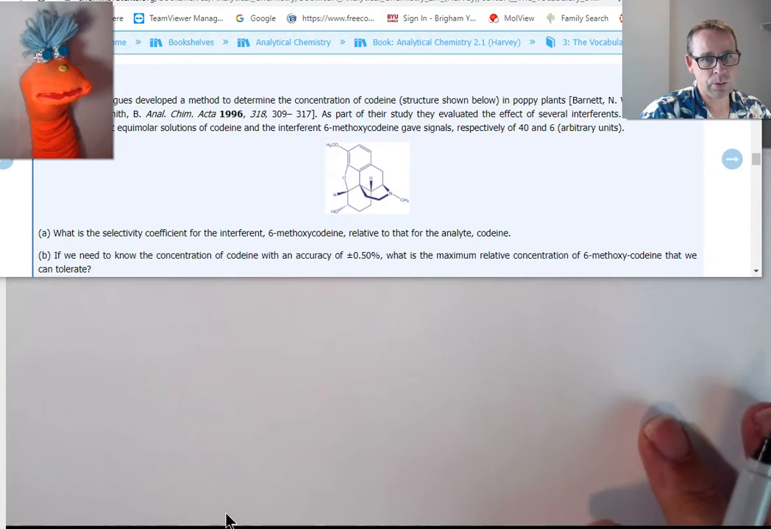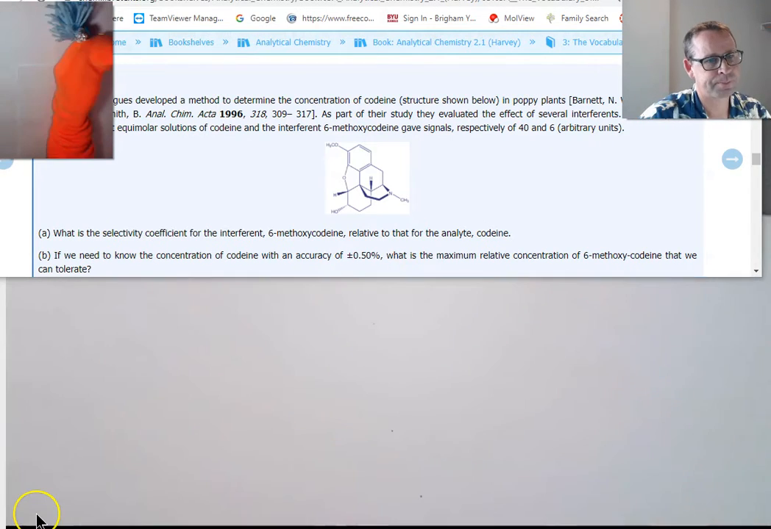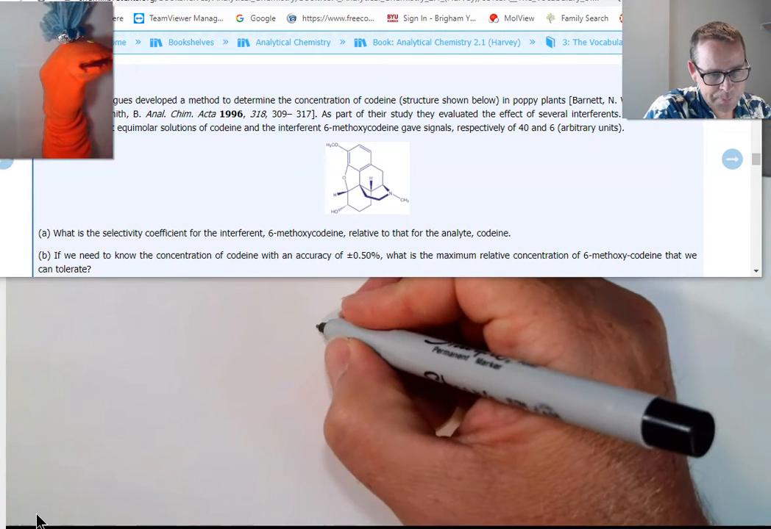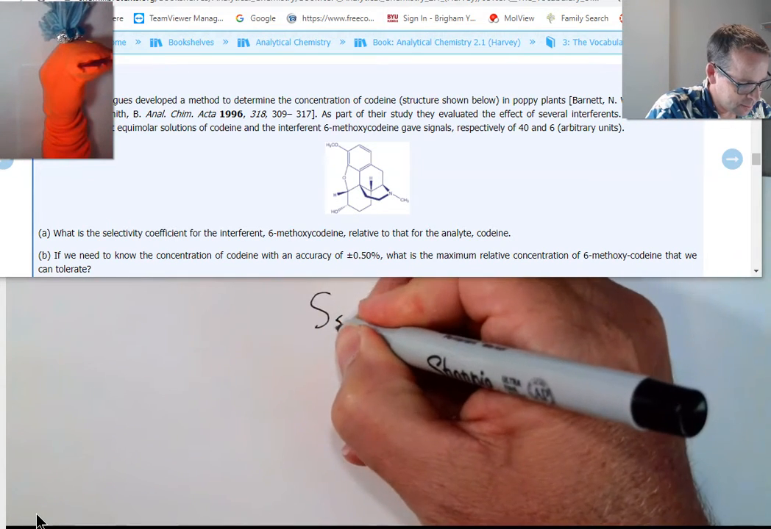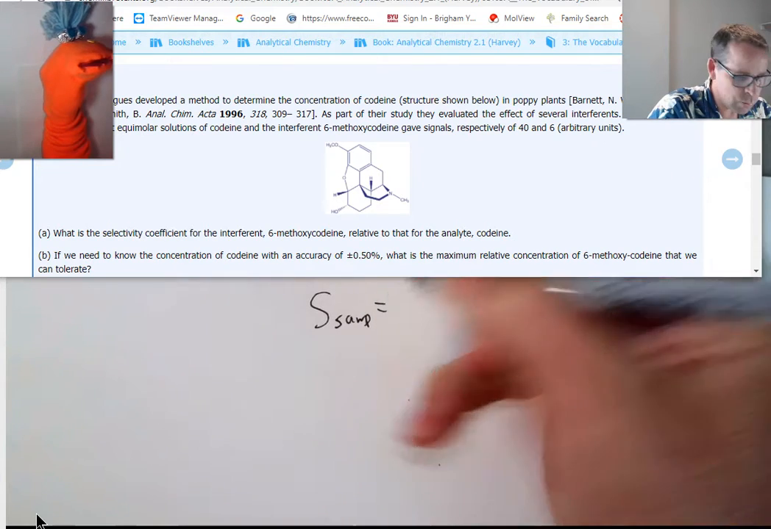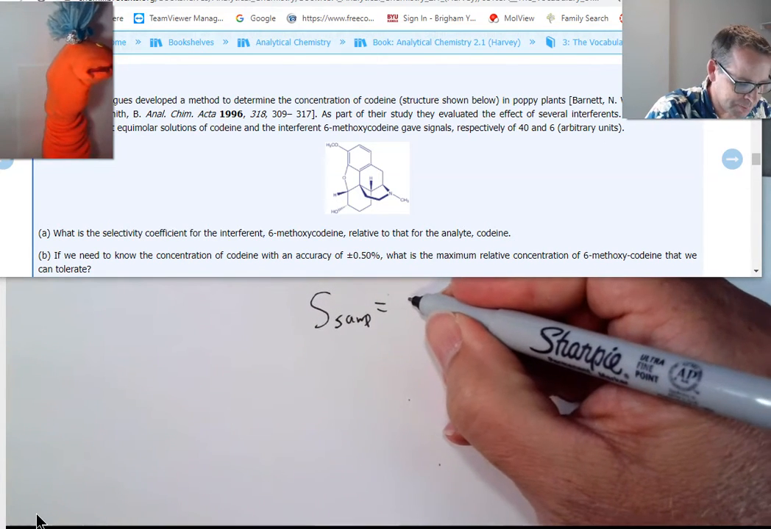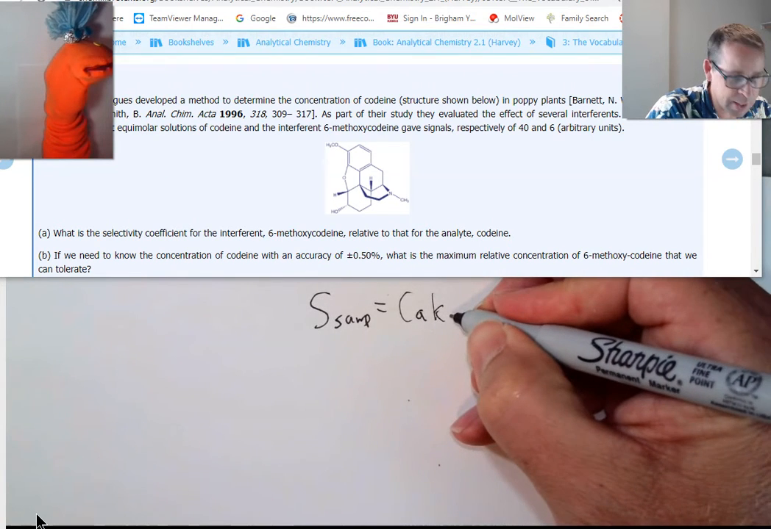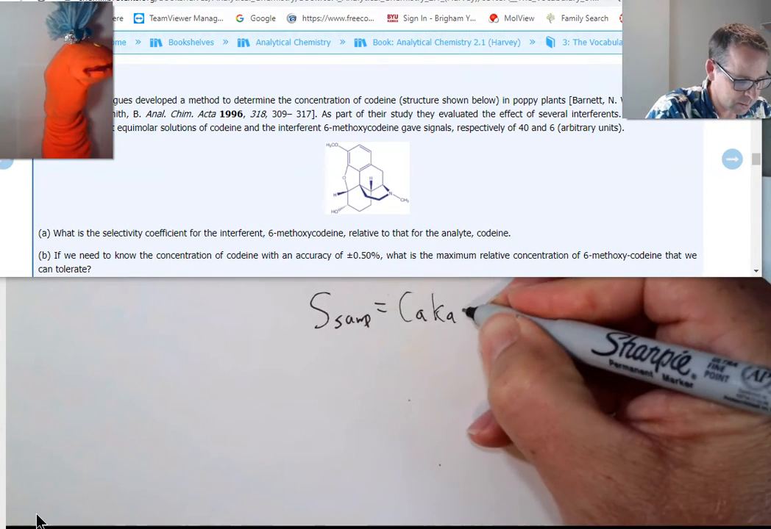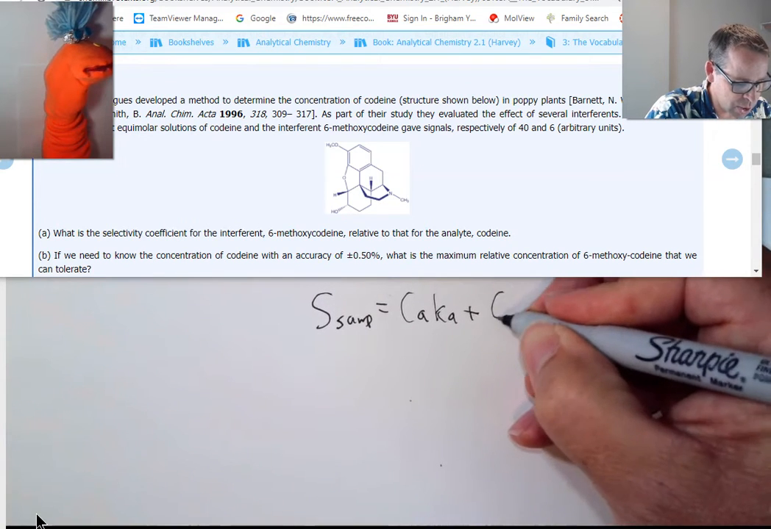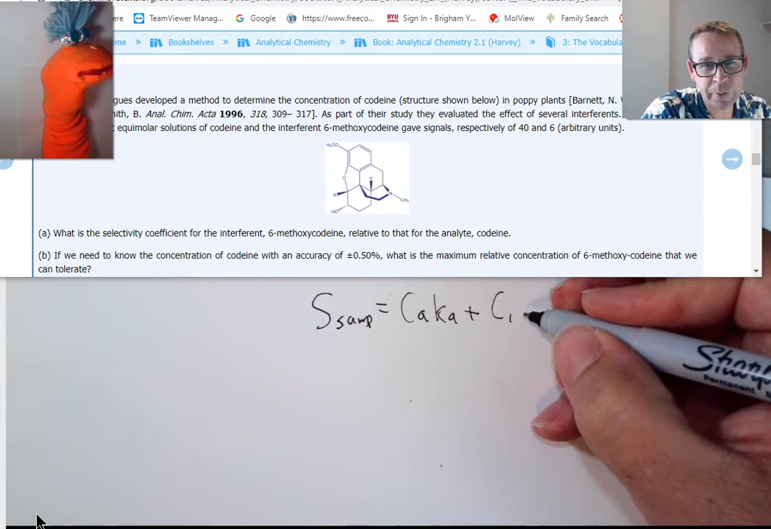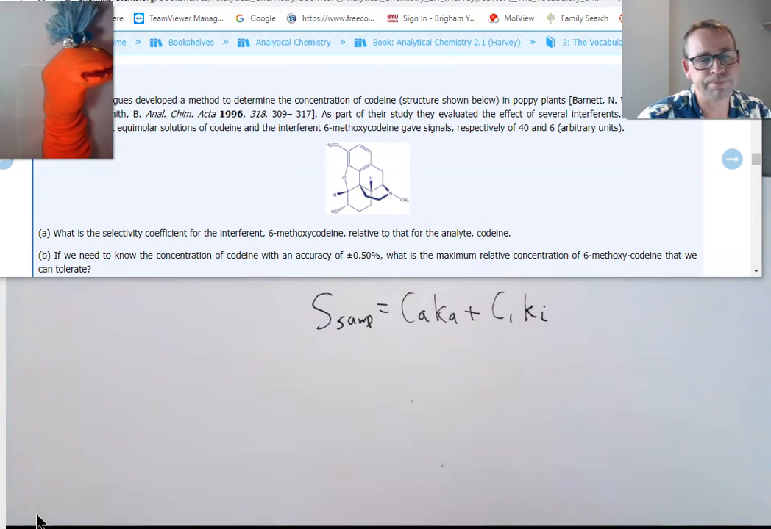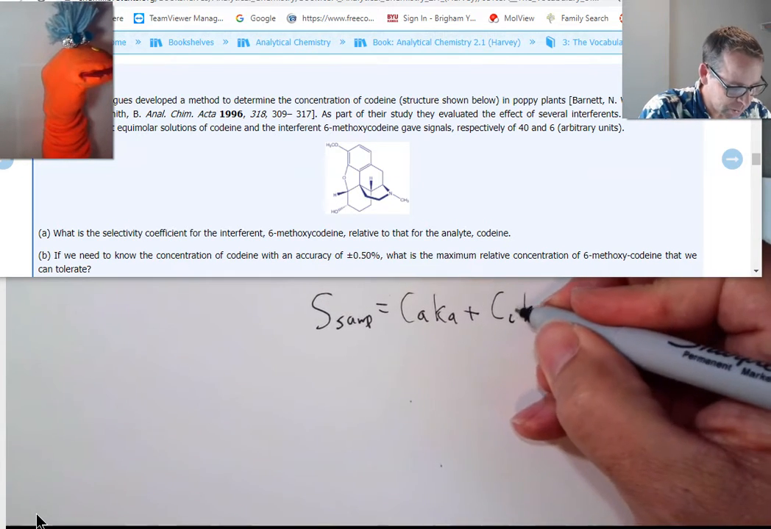Some things that we should hopefully already have in mind: the signal from the sample is equal to the concentration of our analyte times the proportionality constant of the analyte, plus the concentration of the interferent times the proportionality constant of the interferent. Okay?